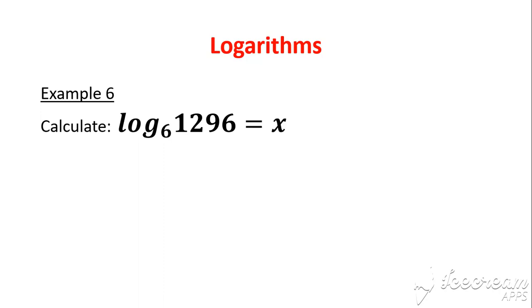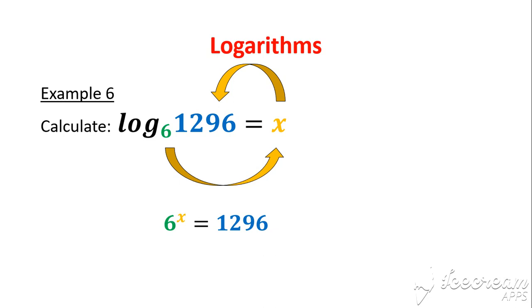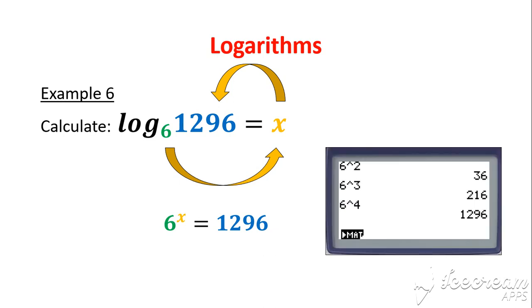So here's what I do. I put this equal to a number x, and then I go back to my arrows. 6 to the power of x is equal to 1296. So I write down 6 to the power of x equals 1296, and I grab my calculator and I start checking. 6 to the power of 2, 6 to the power of 3, 6 to the power of 4, and 6 to the power of 4 works. So x has to equal the number 4. So log in base 6 of 1296 is equal to 4.